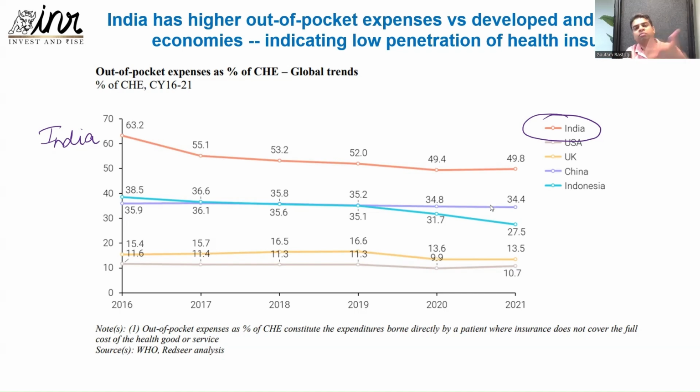So when you have very high out-of-pocket expenses, although they're declining, it indicates there is potential for growth in health insurance, because this chart is telling us that this sector is under-penetrated.